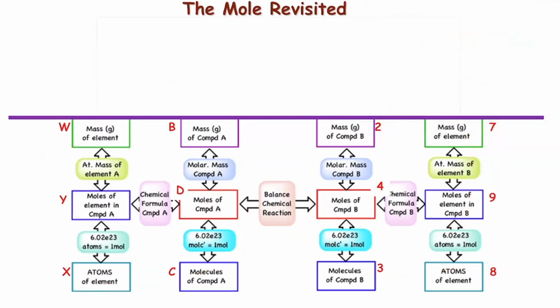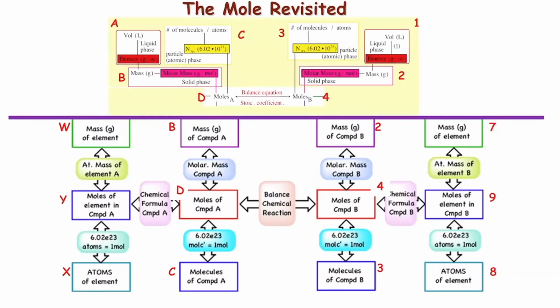Later on, you guys are going to see a shortened version. It still gives you the same idea. This right here basically is the same thing as this. See how you have B? Well, B is just that. D is just that. You have the balanced equation. You've got 4, that's just that.